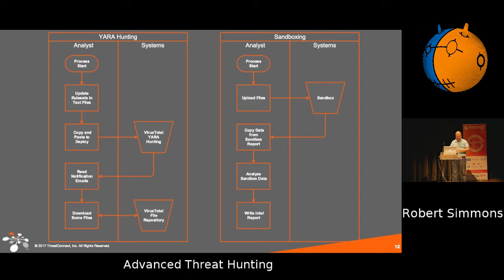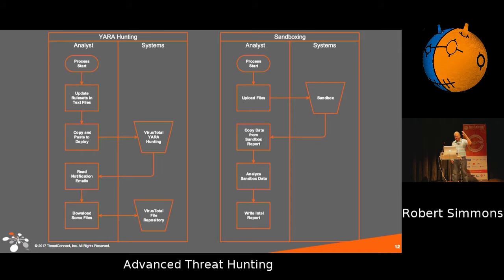And then you have to copy and paste them to deploy them out to VirusTotal. And then you have the VirusTotal hunting system that gives you a bunch of notifications. And then you have to look through the notification emails. I understand that it is available via API, and we'll get into that. But most people are just reading through the emails that come out, and that's the terrible way to work.